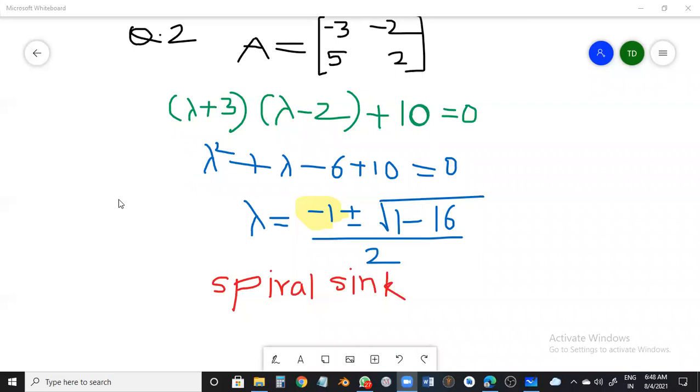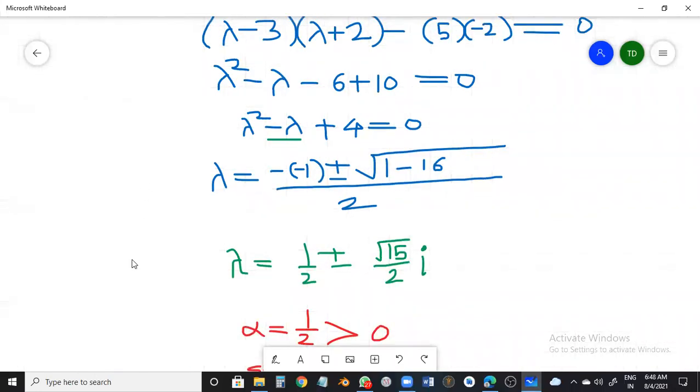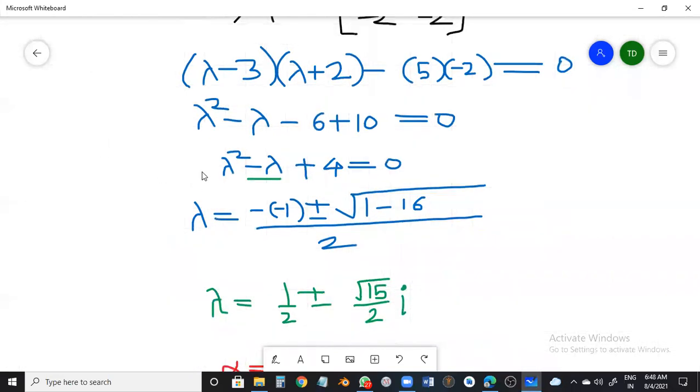Got the point? I would like to repeat it for you. Earlier, the first question gave you matrix A. You wrote the characteristic equation as lambda minus the first entry, multiplied by lambda minus the second diagonal entry. You subtracted the product of off diagonal entries from it. The equation became lambda square minus lambda minus 6 plus 10 equal to 0. And here you observe it becomes lambda square minus lambda plus 4 is equal to 0.